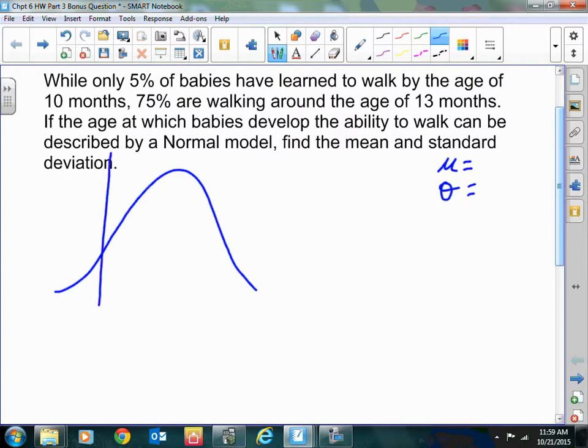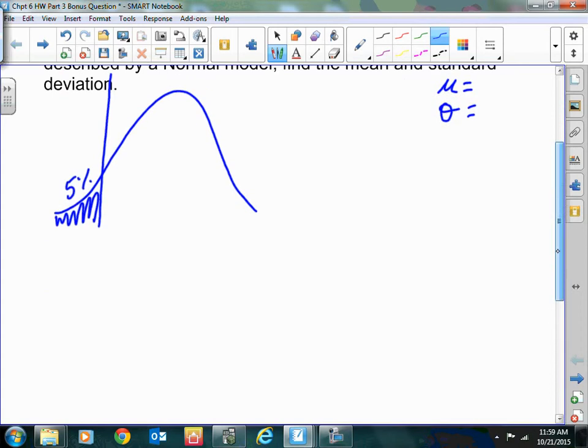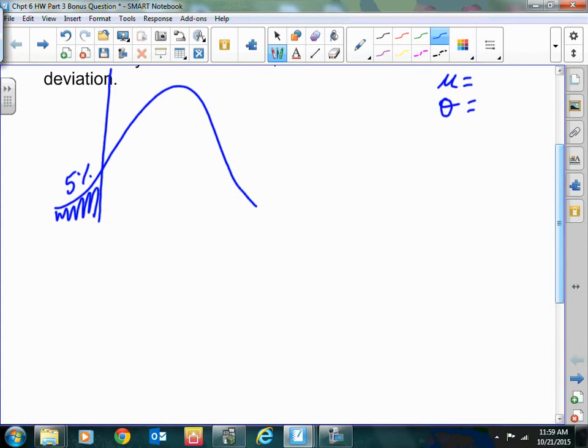We have 5% of babies walking by the context time, the x value of 10 months. Okay, so that's your context. So I can write an equation from those two pieces of information. The problem is, I need to be able to find the location of this on the normal curve. Where would this 10 months be located on the normal curve such that 5% is below it?